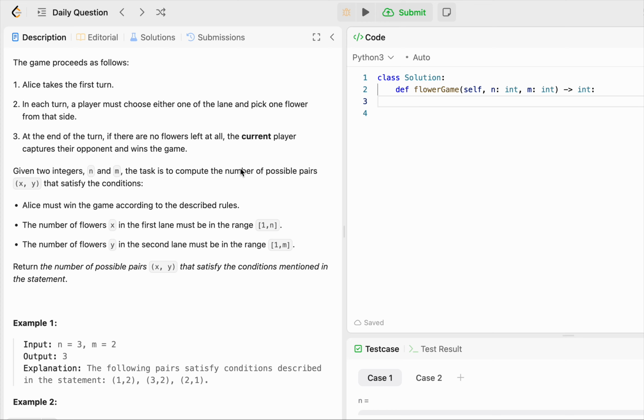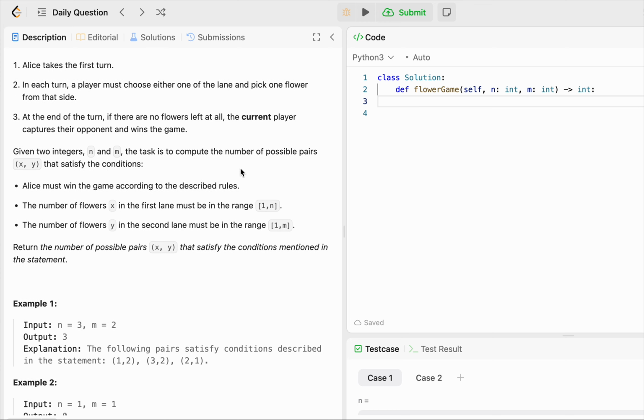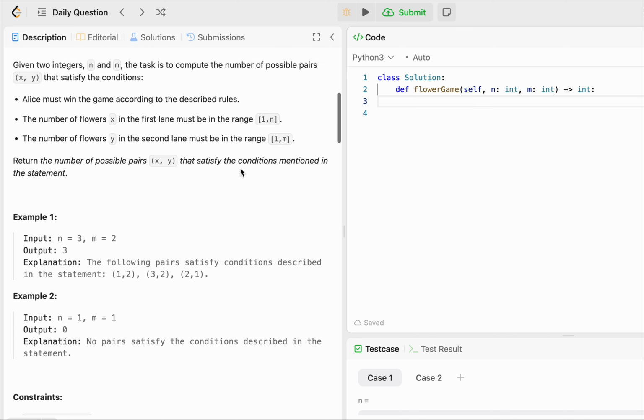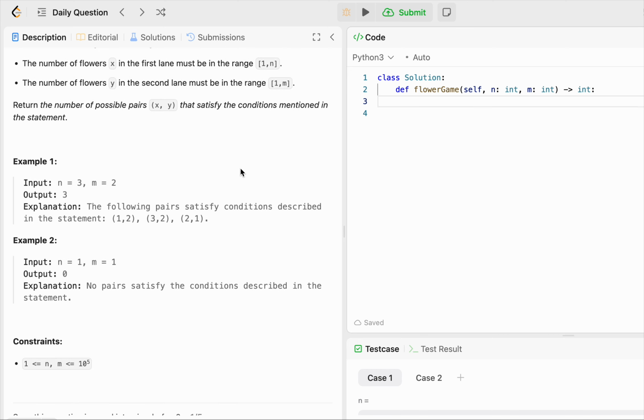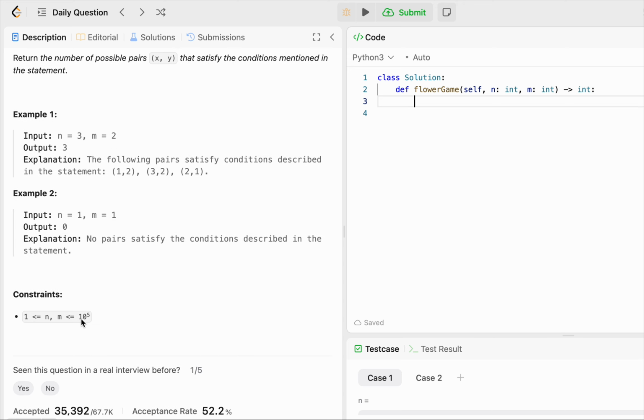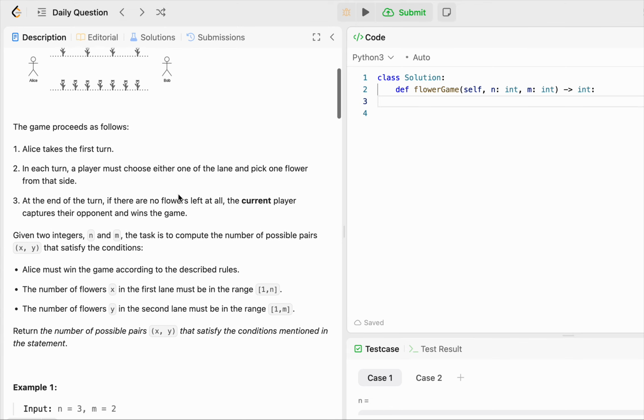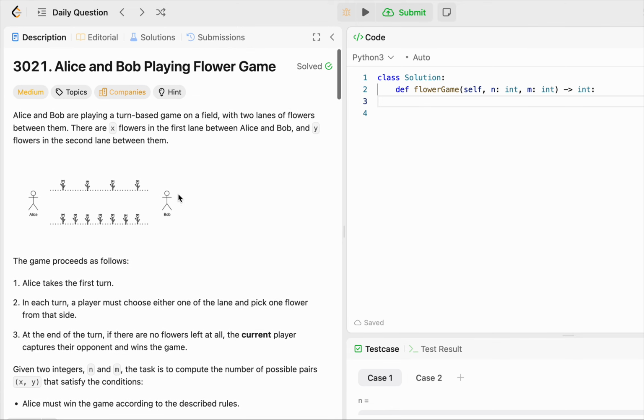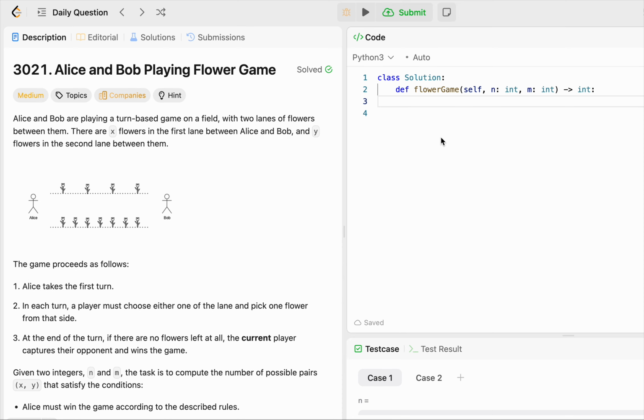So based on this one, we can come up with a strategy to enumerate through all of the possible cases. But I think it doesn't work because of the constraint in here, that is 10 to the power of 5. So if we iterate through all of the combinations, it will overflow. So this one is a mathematics question, and we need to find the closed form solution for it.